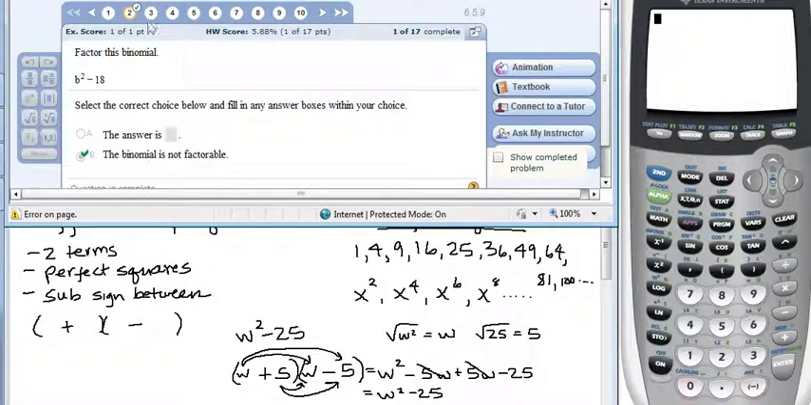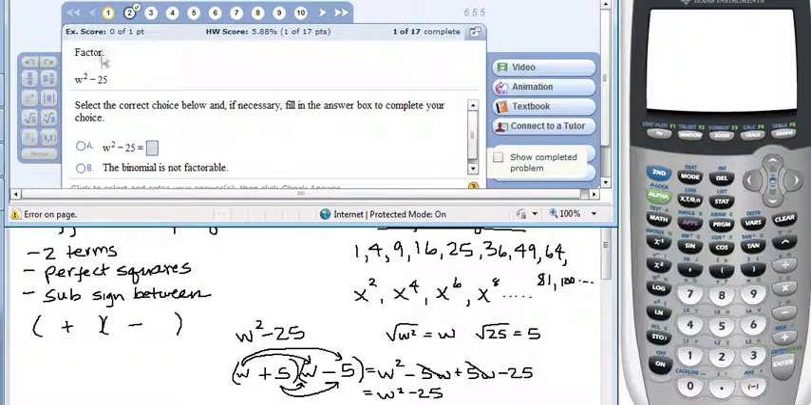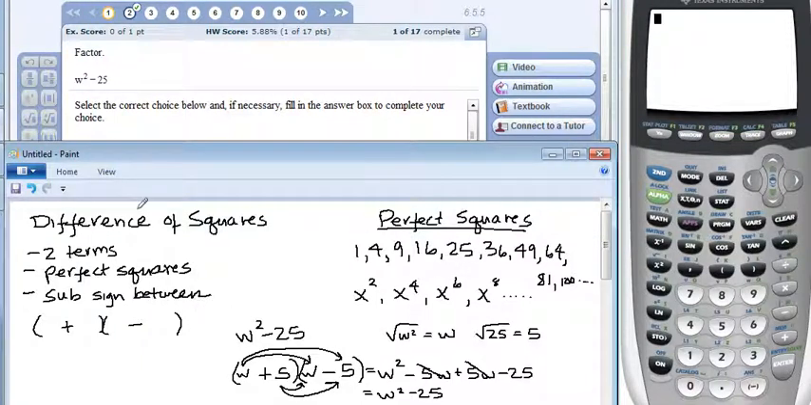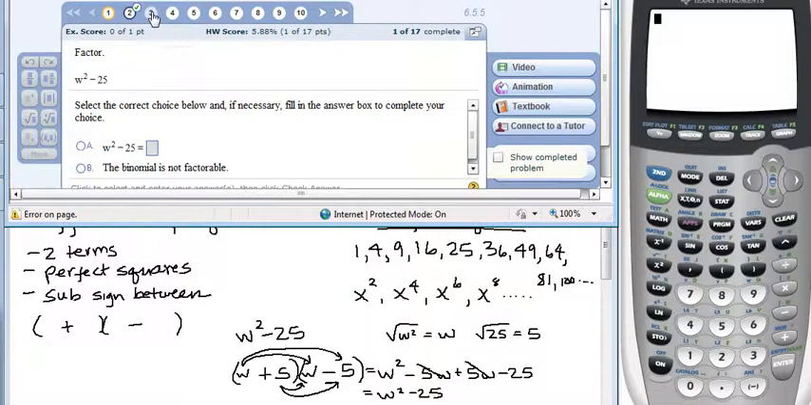Okay? If this was w squared plus 25, that is also not factorable, because I don't have a subtraction sign between them. I have no rule like this that says this is for a sum of squares. It only works for a difference of squares. Okay, so don't be fooled on that one either.